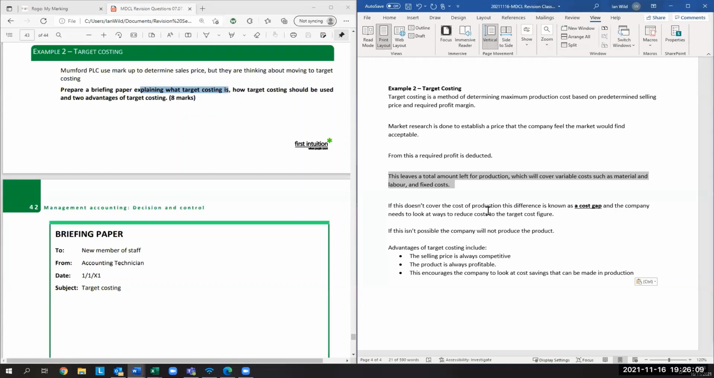No problem. A disadvantage, your selling price is fixed, and the costs are not flexible. The costs aren't flexible. Once you've realized what you want to sell it for and what your profit is, bang, that's it. You're left with that. Okay. And also, yes, it's expensive. We have to do the market research as well.